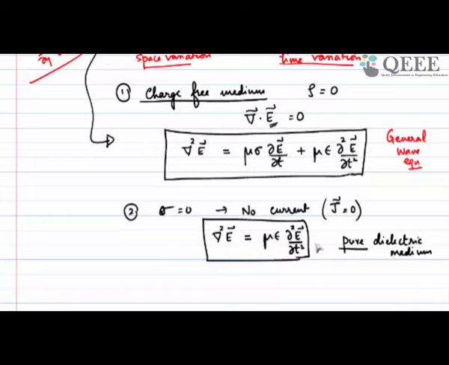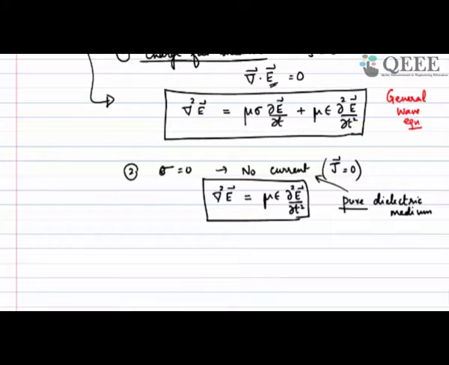What is the meaning of pure dielectric medium? It means there is no current. Conductivity is 0 for this medium if it is pure dielectric. It is a complete, perfect insulator, there is absolutely no current in the medium. For that medium, this is how the wave equation reads. This equation looks nice. Now the next objective is, what are the possible solutions for this equation?